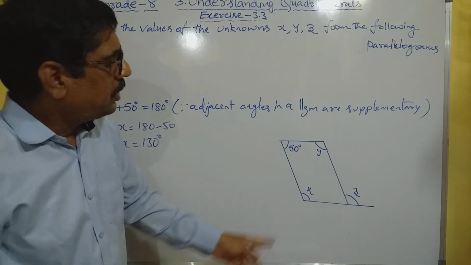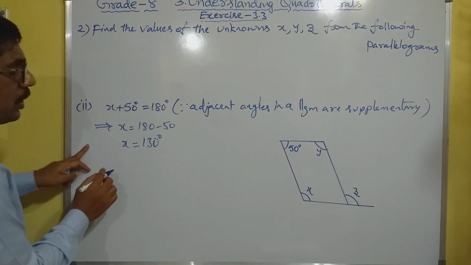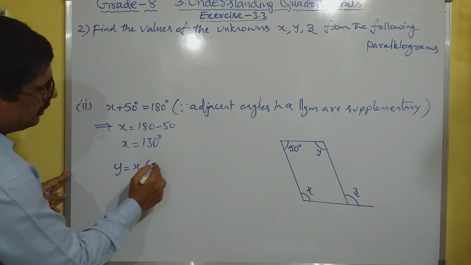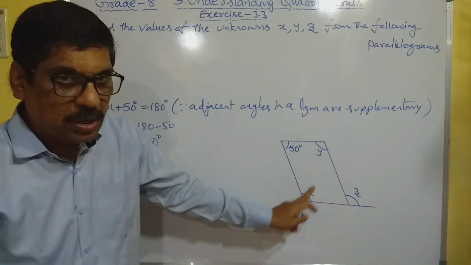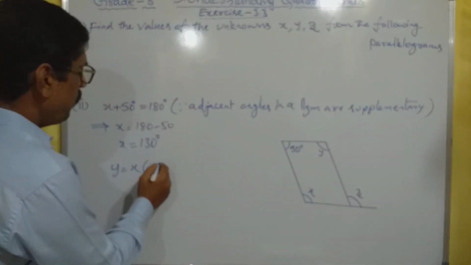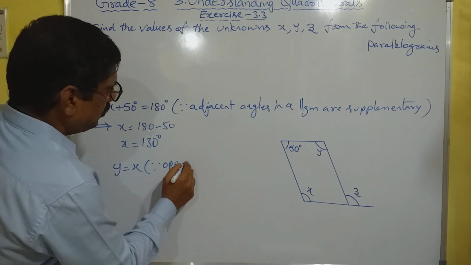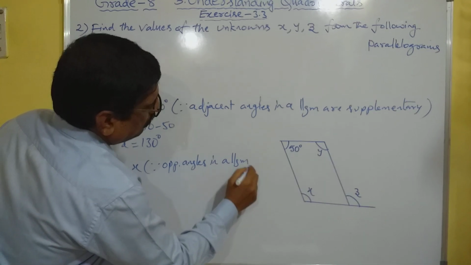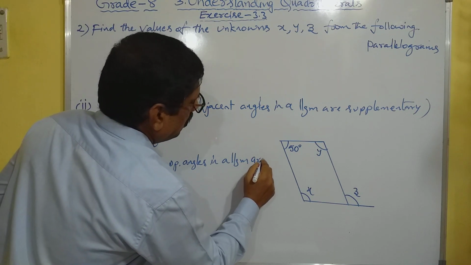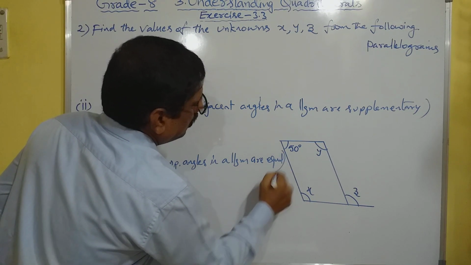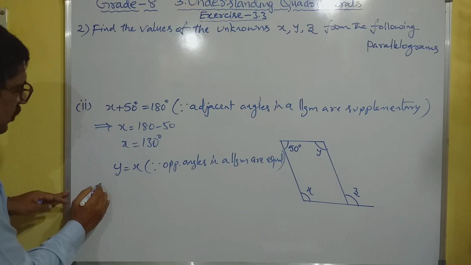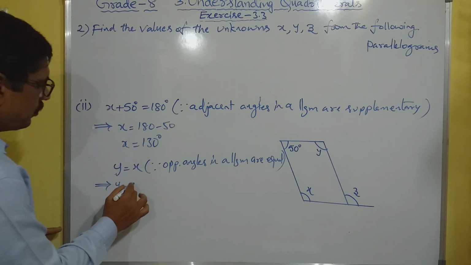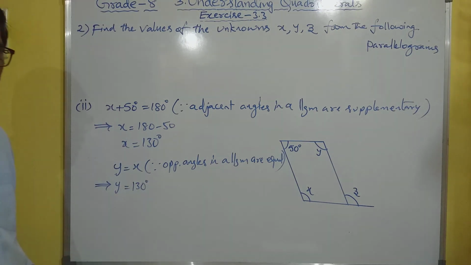Now let us find the y value. Okay, here y is equal to x. Here x and y both are opposite angles of a parallelogram. We know that opposite angles in a parallelogram are equal. So by using this property we can say that y is equal to x. Already we know the value of x, so y is also 130 degrees.